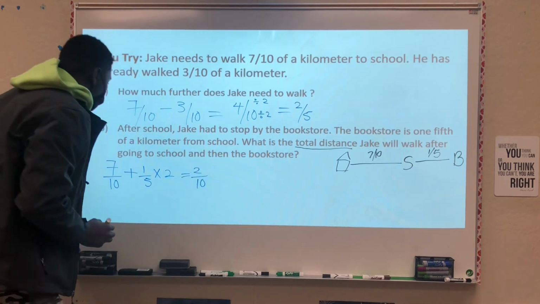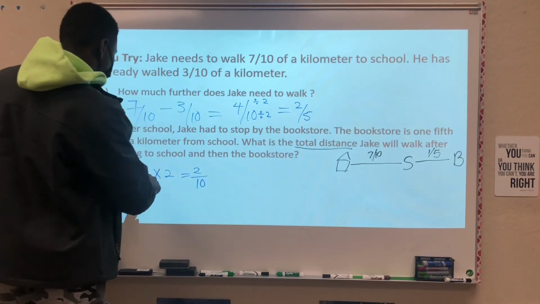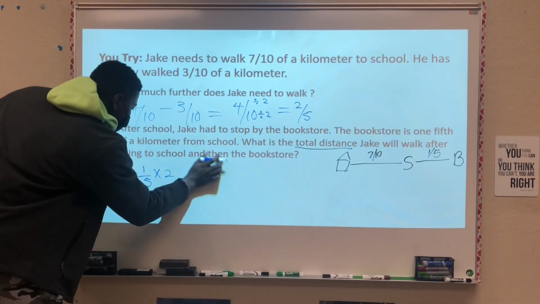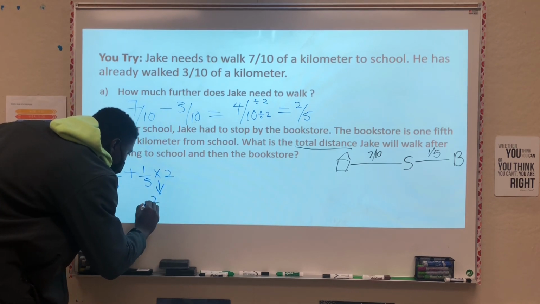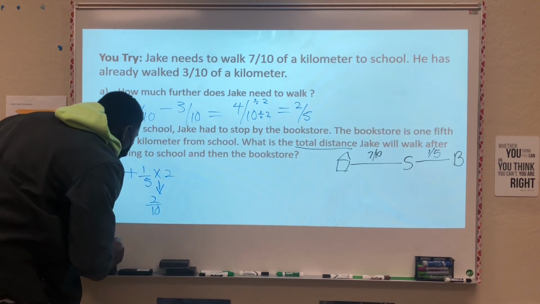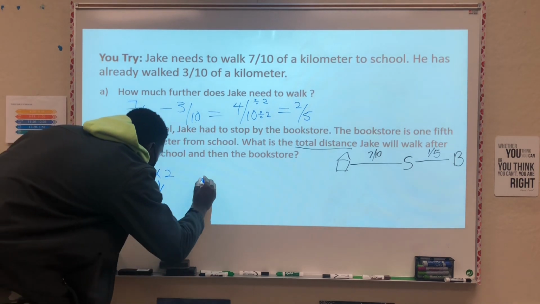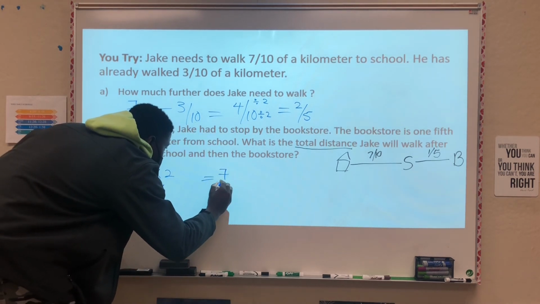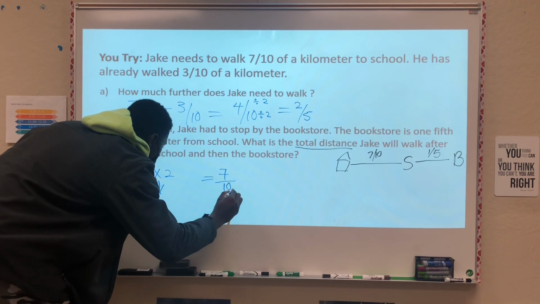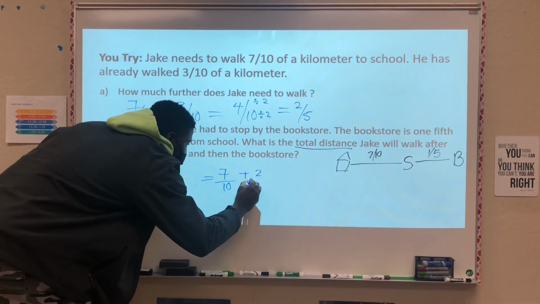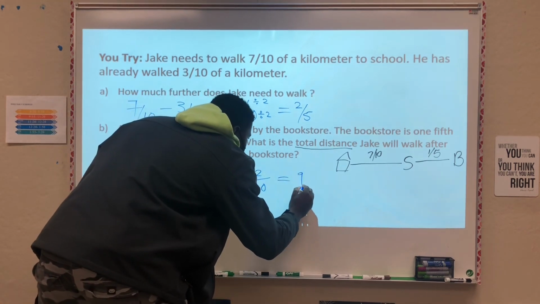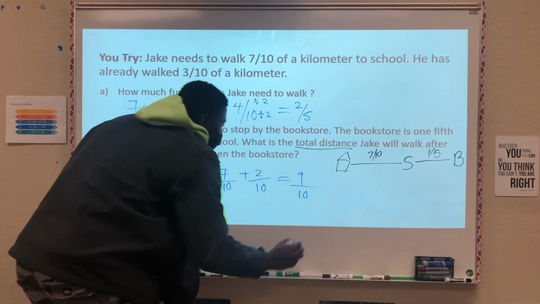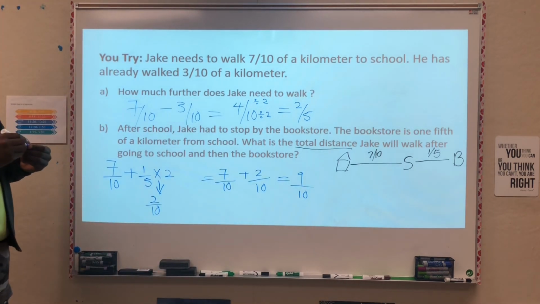Is that my final answer? And add 7 tenths. Yeah. That's going to be 9 tenths. 9 tenths. Love it. 9 tenths what? Of a mile.